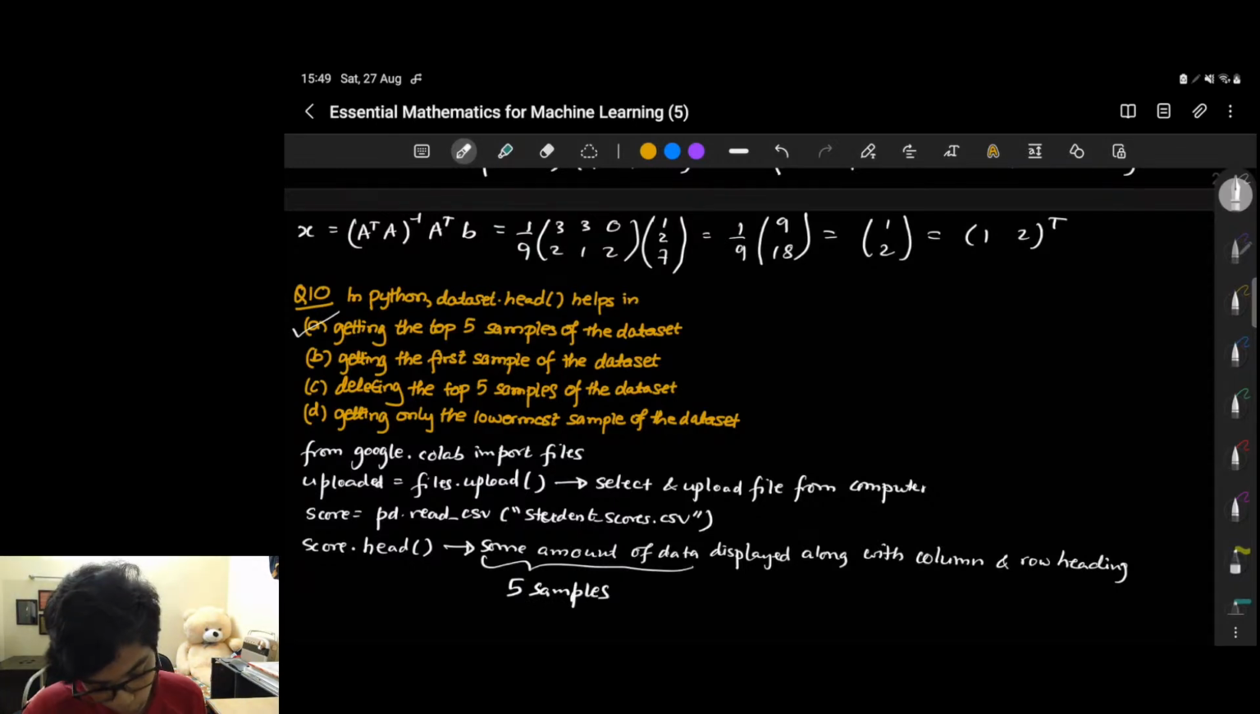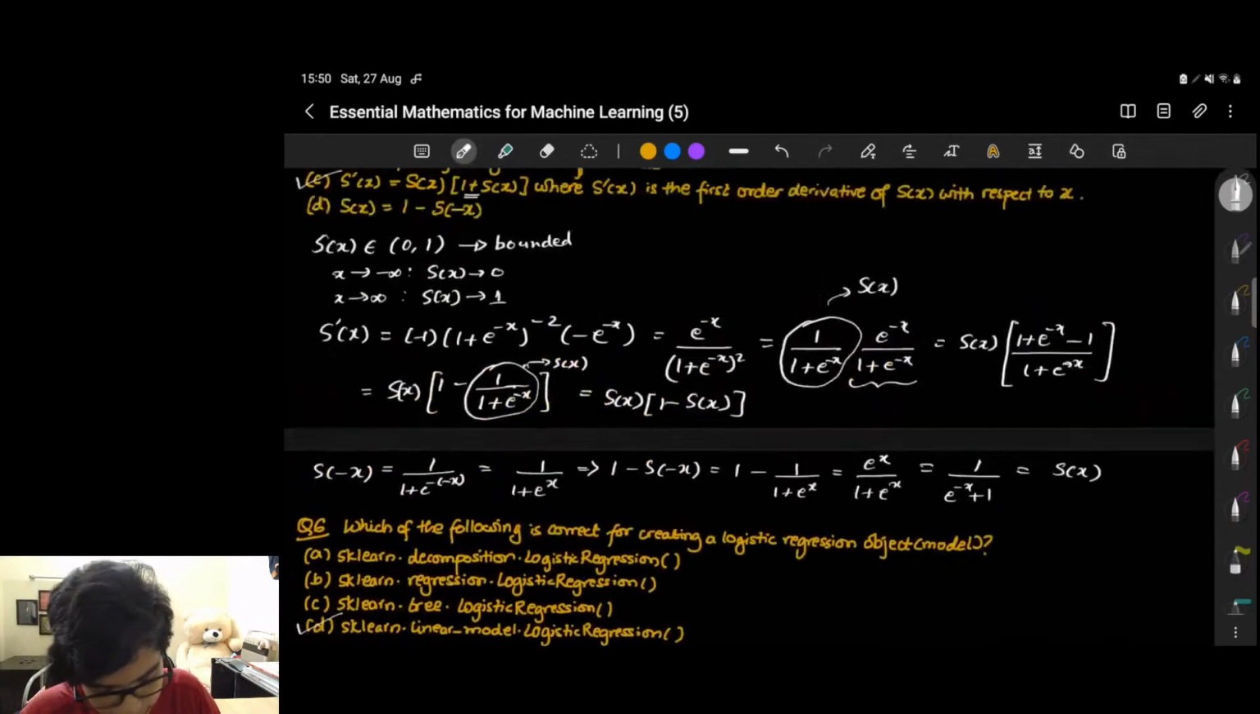So this is the correct option, and this PD comes from import pandas as PD. So this is the pandas library. So this is the basic syntax. So dataset.head gives you the first 5 data elements, and you can use this to basically confirm that you have uploaded the correct data set, just to see some data elements from there and see that the features are correctly mentioned and it is indeed the data set that you want, and you can see what feature elements are there and the number of feature vectors that are present.